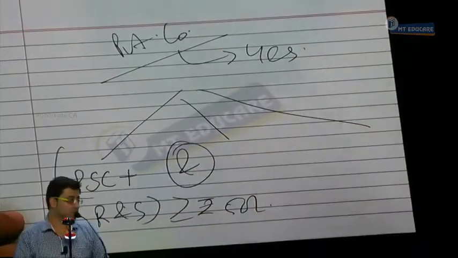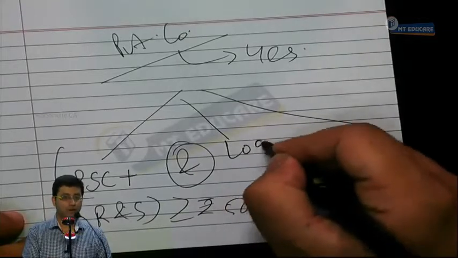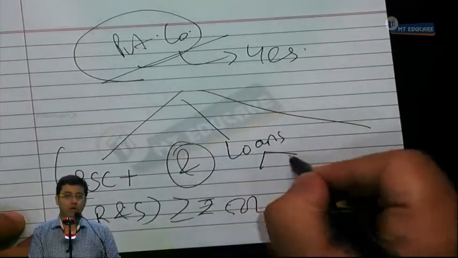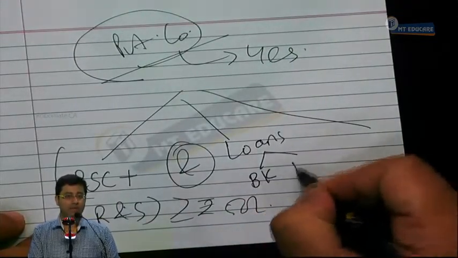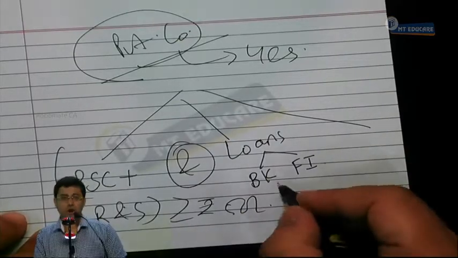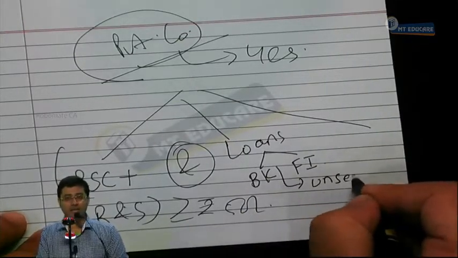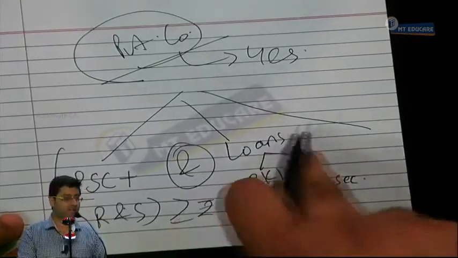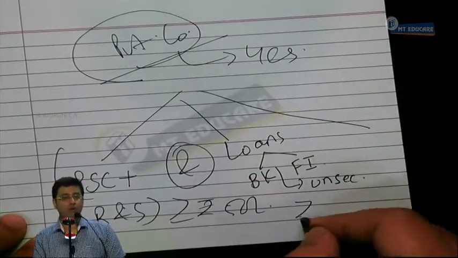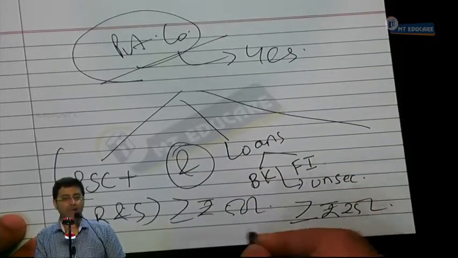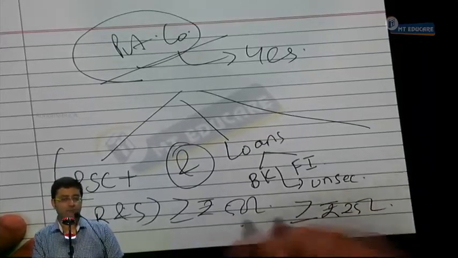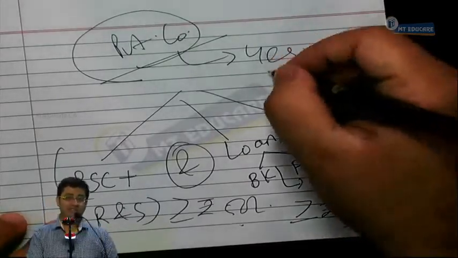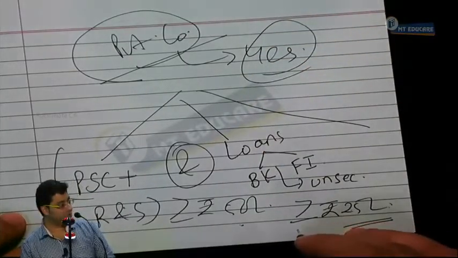And means the second condition should also be fulfilled. The second condition will be loans. If such private company has taken loans, loans can be taken from banks, loans can be taken from financial institutions, or loans can be in the nature of unsecured loans. So if such private company has taken loans from banks, financial institutions, or unsecured loans, and if the value of the loan is more than or equal to 25 lakh rupees, half of 50 lakhs, very easy to remember, then you'll have to prepare a CARO report for the same. When I've written yes, it means it should exceed or should be equal to 25 lakh rupees.